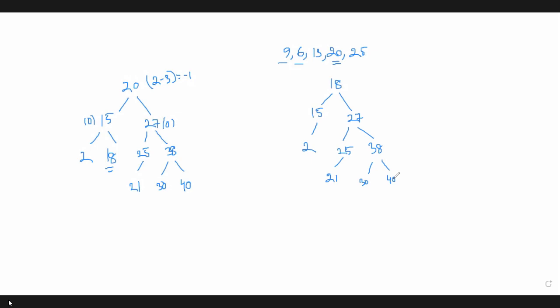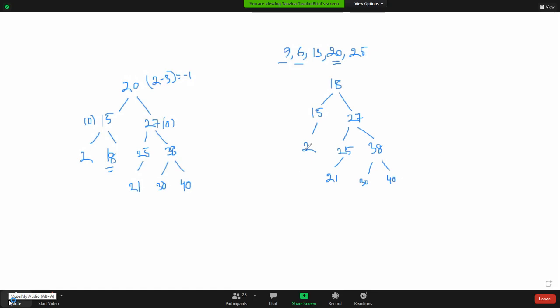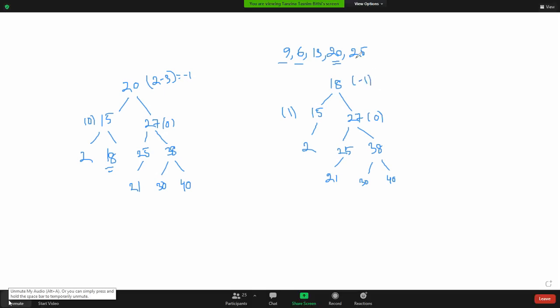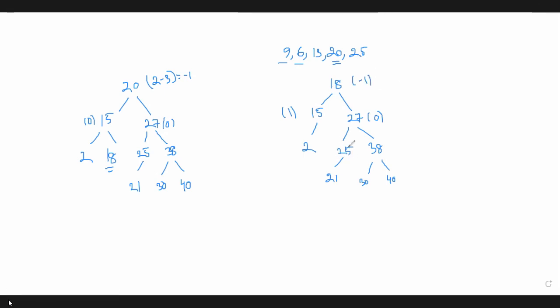After deleting 20, is it a balanced tree? Yes, ma'am. For 2, 21, 30, and 40, the balance factor is 0. For 15, the balance factor is 1. For 27, 0. For 18, minus 1. So this is a balanced tree. Now delete 25. 25 is a node with one child. So we can simply delete that node from the tree, and then we can assign that child 21 where? In the left subtree of 27. So after deleting 25, here we'll add 21.